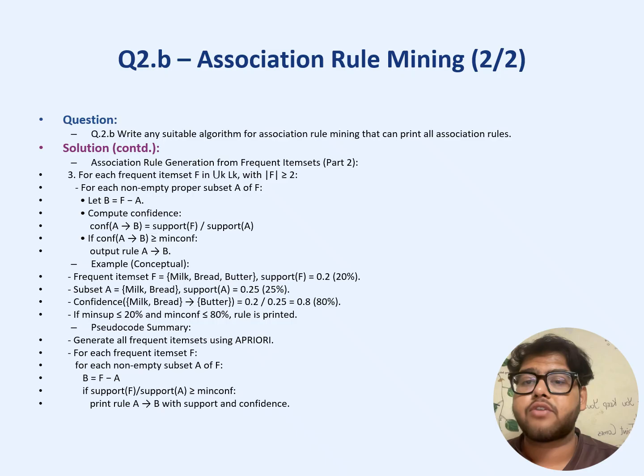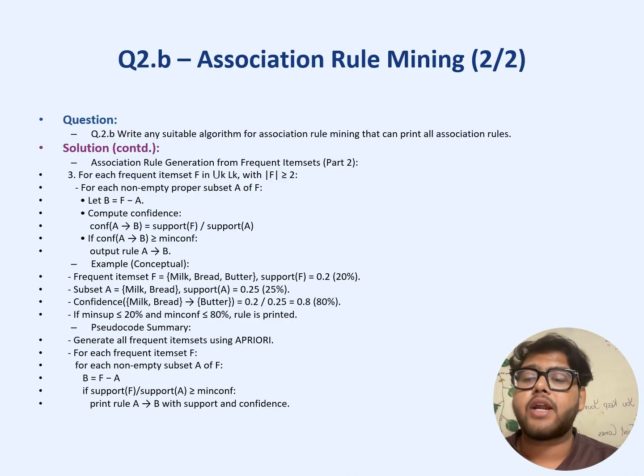Association rule generation from frequent item sets. For each frequent item set f in the union of all Lk with size of f greater than or equal to 2, for each non-empty proper subset A of f, let B equal f minus A. Compute confidence. Confidence of A to B is equal to support f upon support A. If confidence of A to B is greater than minimum confidence, output the rule A to B.